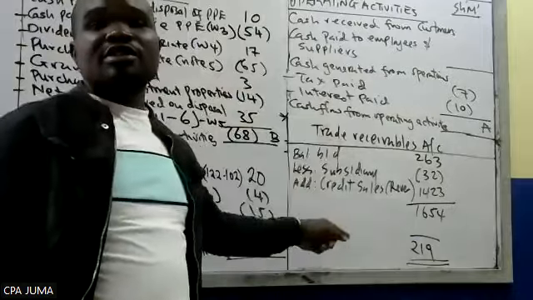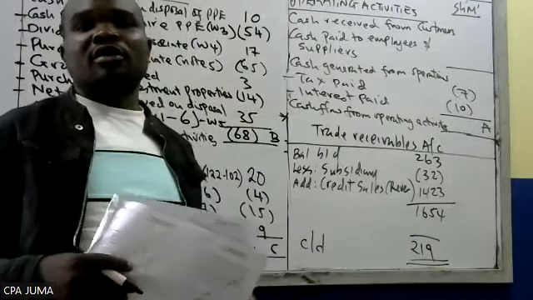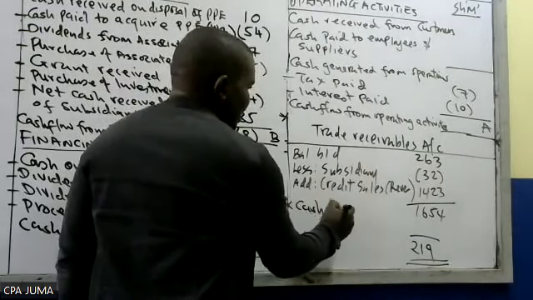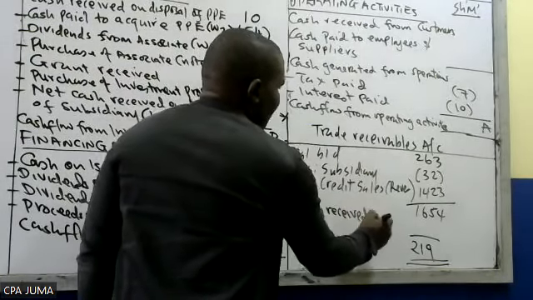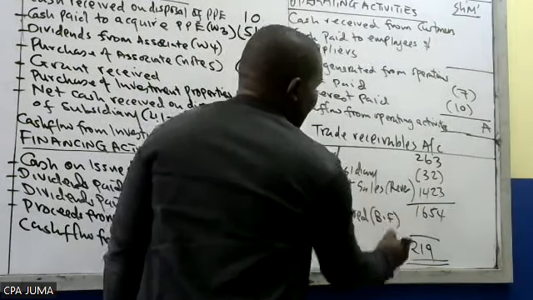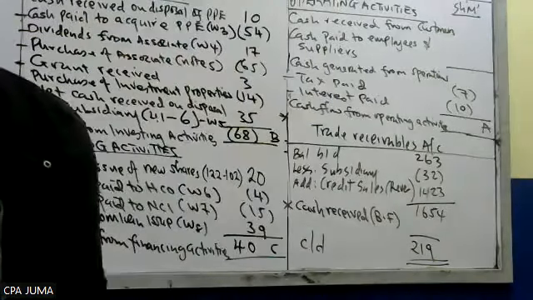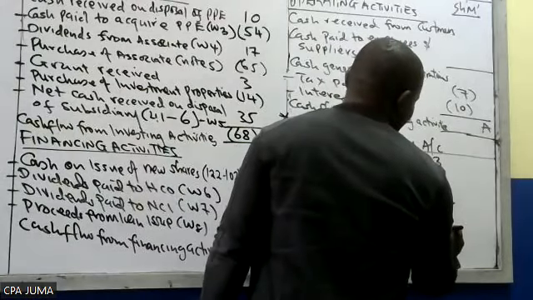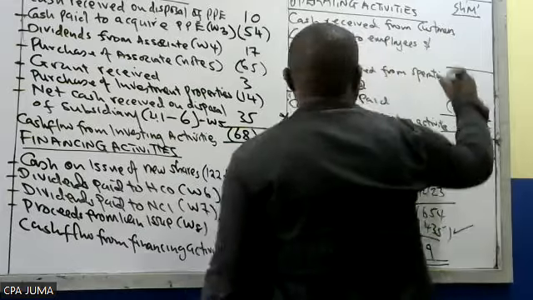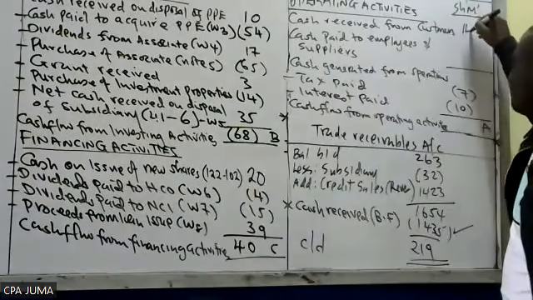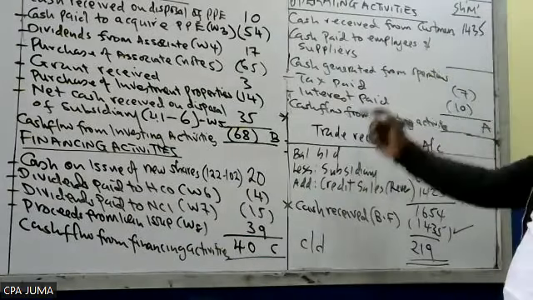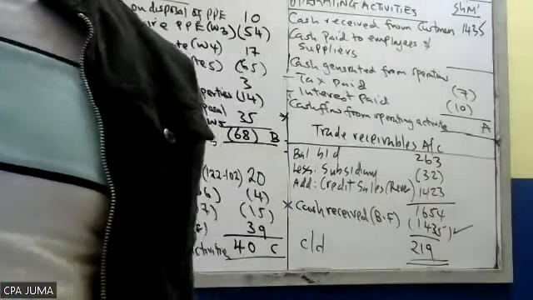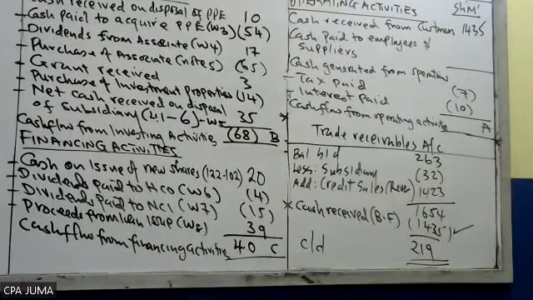Decrease in receivables means you collected money from debtors. So the decrease is cash received. Cash received, balancing figure, of how much? 1435. Cash inflow.